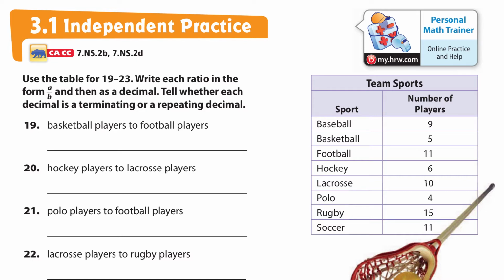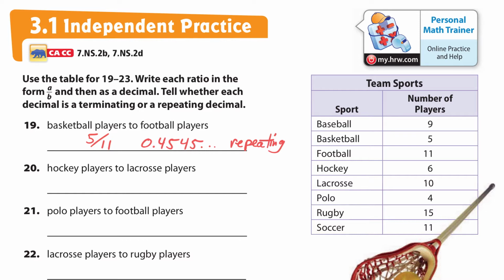I'll do it in red. 5 over 11. And if you were to put that in a calculator, that is 0.454545. It just keeps on going, so that's a repeating decimal. I won't show you that. It's just 5 divided by 11. And usually, when you divide by 11, it's going to be repeating.